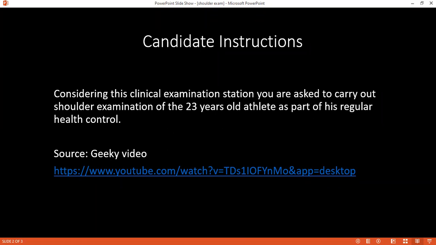And start with a special test for the shoulder for impingement. How would you do that? Yes, how would you confirm? Abduction of the shoulder and try internal rotation against resistance, the Hawkins sign. Okay.